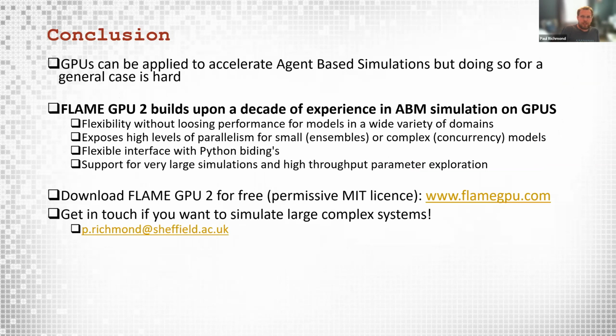So just to conclude then, GPUs can be applied to accelerate agent-based systems, but doing so for the general case is hard. So FLAME GPU builds upon a decade of experience of simulating agent-based systems and applying GPUs to simulate things very quickly. It gives you flexibility without losing performance. It gives you very high performance for increasingly small models, so it addresses that big GPU problem.